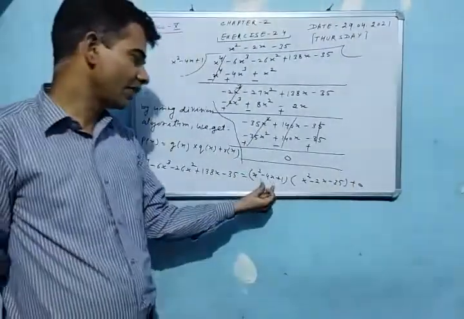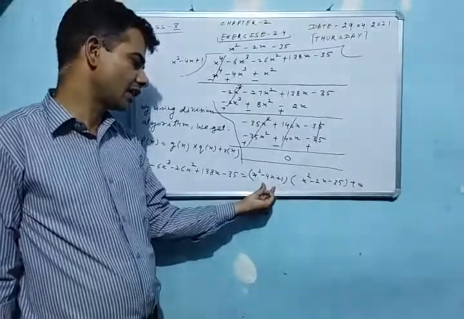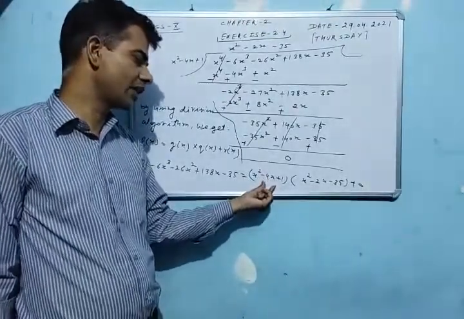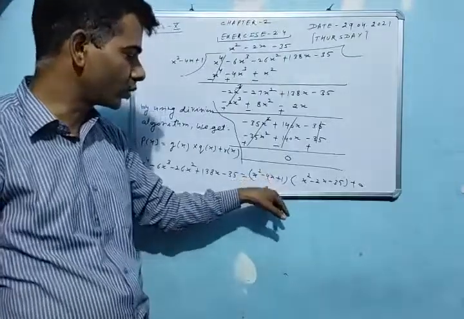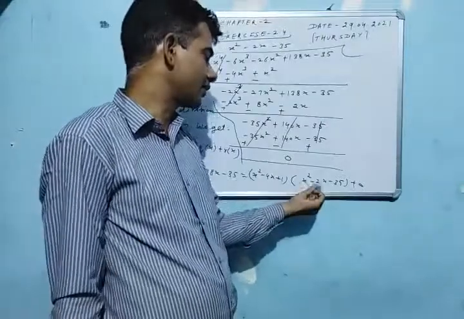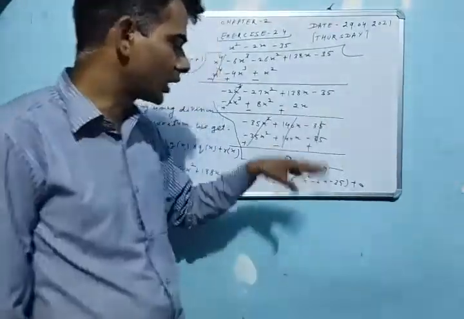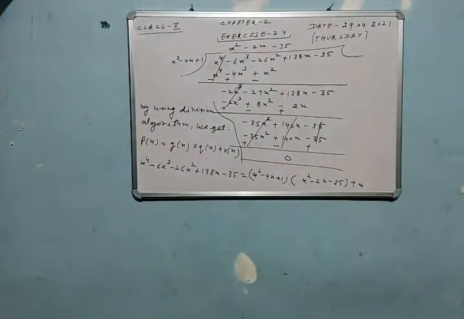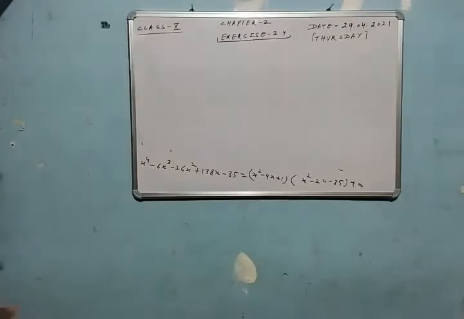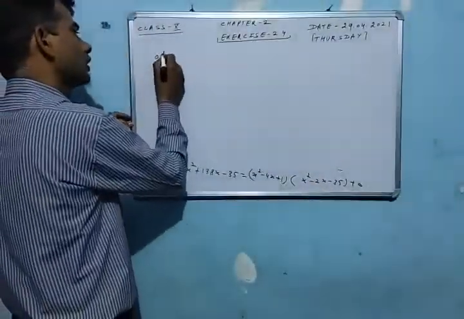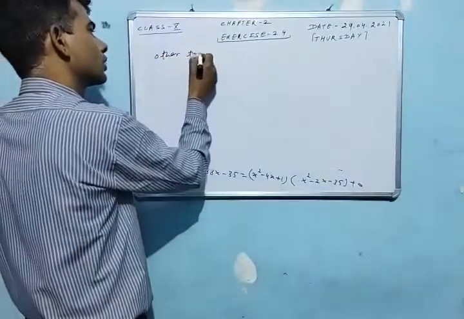Students, if you will factorize it, the two zeros will be 2 plus root 3 and 2 minus root 3. So there is no need to factorize it. We will factorize this by splitting the middle term method, and we will find out the other two zeros. Student, please note down it. Student, other two zeros of p of x.